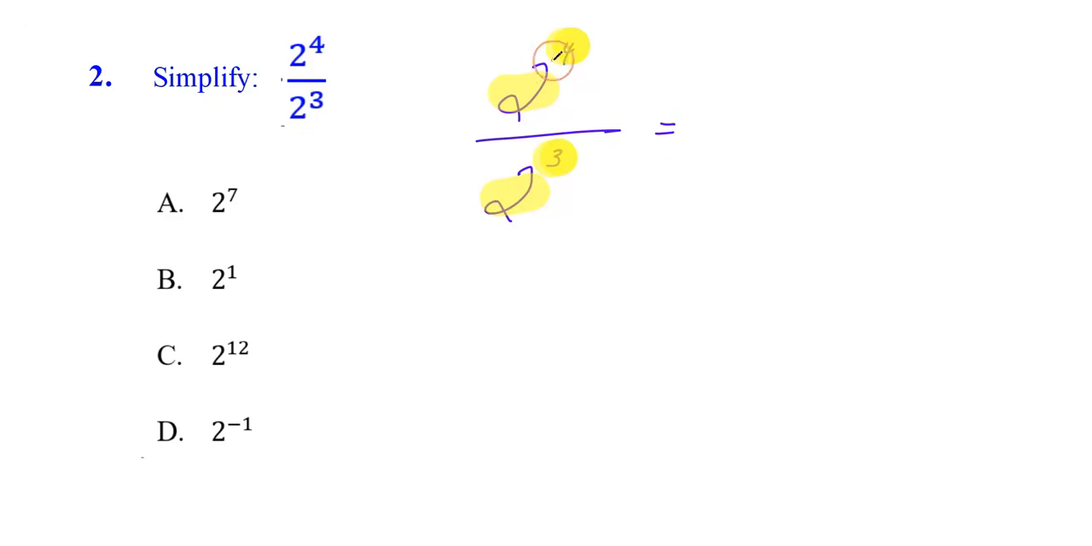So the bases are both 2. So when you divide, if the bases are the same, just bring the base over, which is 2. Just write it one time. And subtract the exponents. You'll take the top exponent, 4, and subtract the bottom exponent, 3. You do it in that order. So what's 4 minus 3? Well, that's 1, so it's 2 to the 1st. That matches up with B.